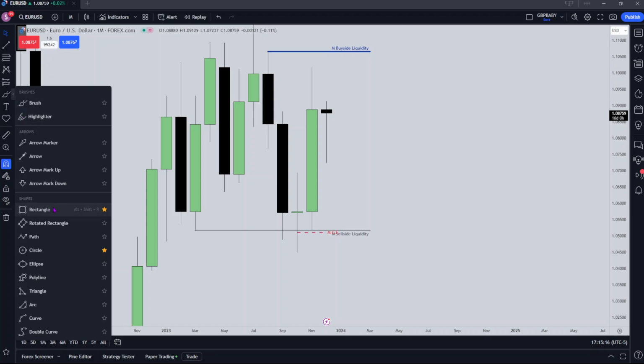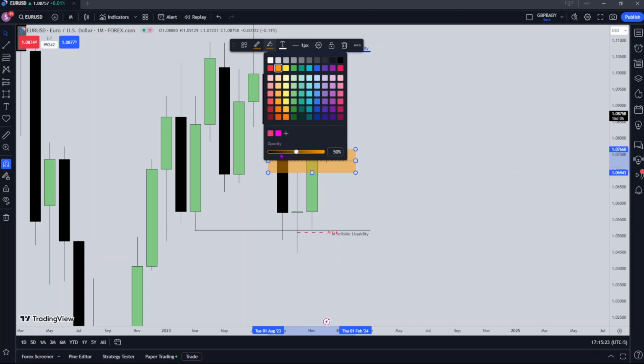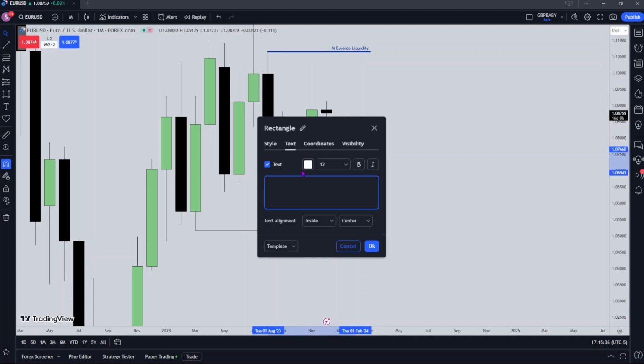It's going to get quite messy, so what I'm going to do is just keep the outline. Let's get rid of the inside of the box, and we'll make that pink as well, and we're going to thicken it up. And we know that this is a monthly inversion fair value gap.